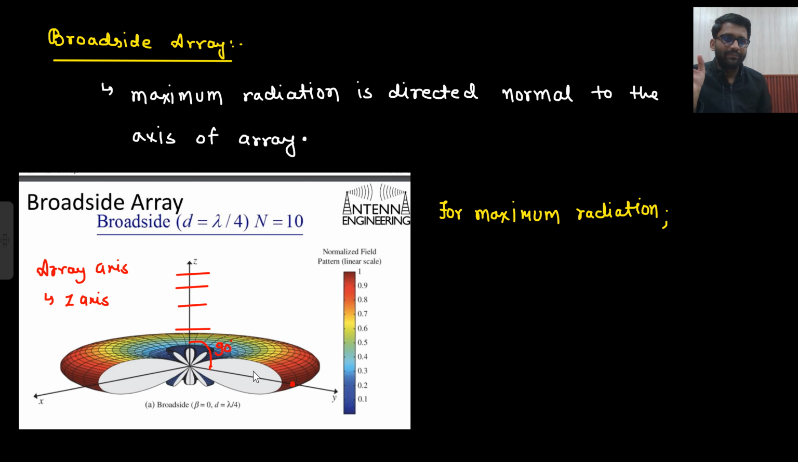You can see the diagram as well. You will remember the diagram, that at the z axis I will place my antenna. So my array axis is the z axis. So at the 90 degree angle, I am getting my maximum radiation. Say yes or no? All clear?